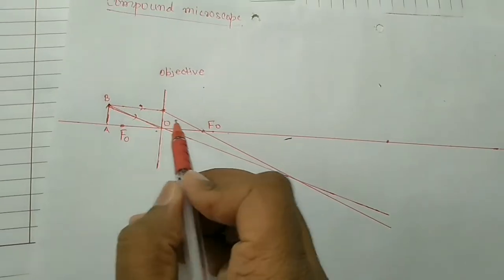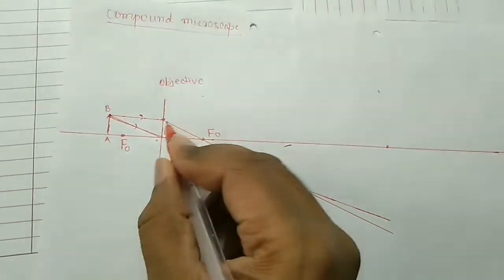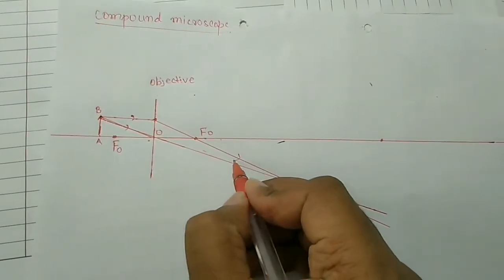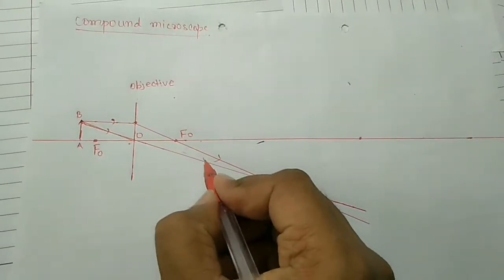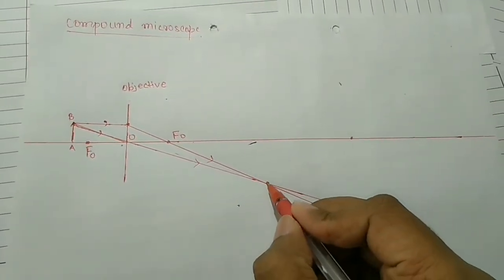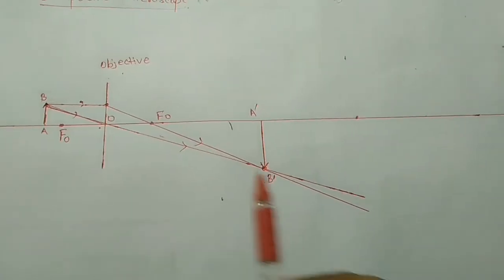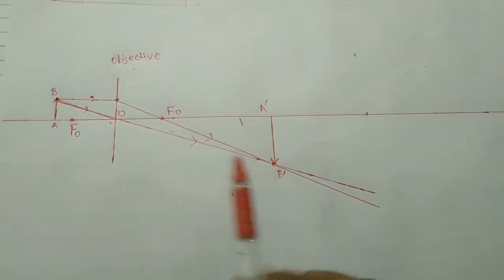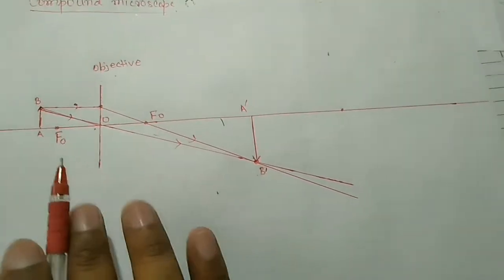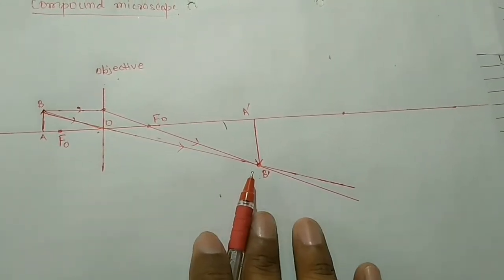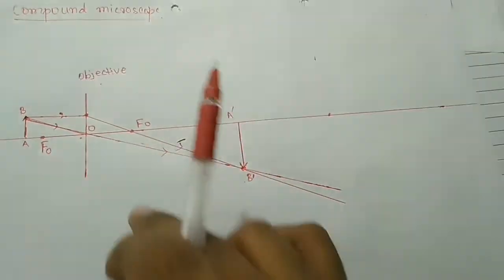So the first ray is going from the focus. Whose focus? This is the focus of the objective. And the second from the optical center. They are intersecting here. It means this will be the position of the image. Let's draw. I have named it A dash B dash. So the first part is done. The magnified image is formed at A dash B dash here.